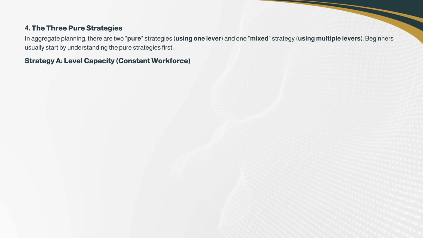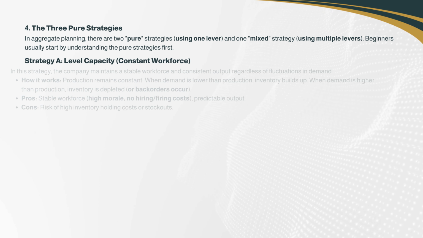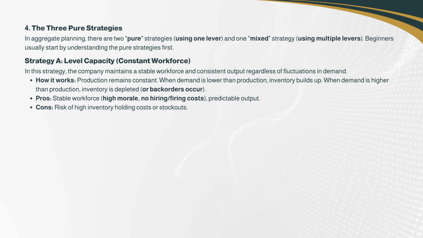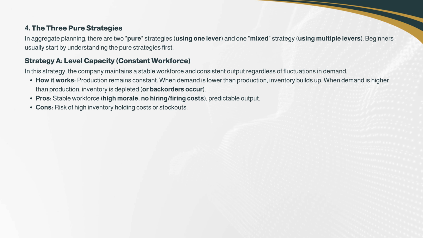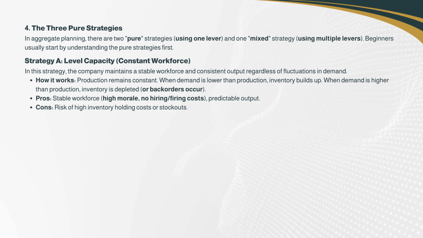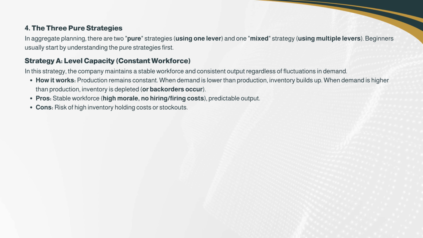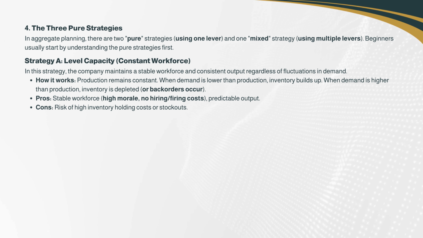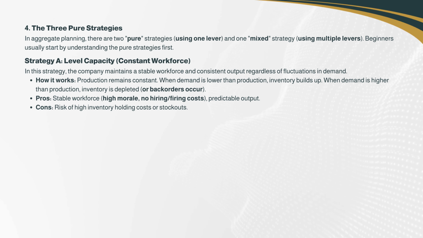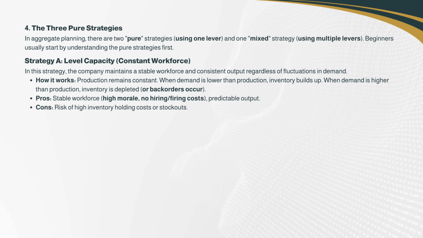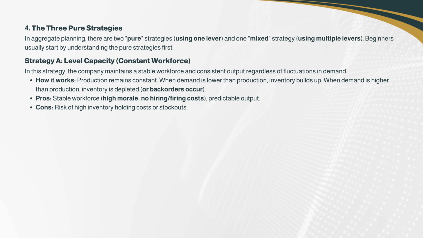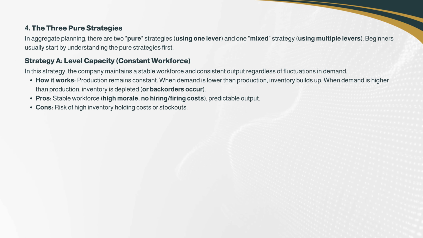Strategy A. Level capacity, constant workforce. In this strategy, the company maintains a stable workforce and consistent output regardless of fluctuations in demand. How it works: production remains constant. When demand is lower than production, inventory builds up. When demand is higher than production, inventory is depleted, or backorders occur. Pros: stable workforce, high morale, no hiring, firing costs, predictable output. Cons: risk of high inventory holding costs or stockouts.